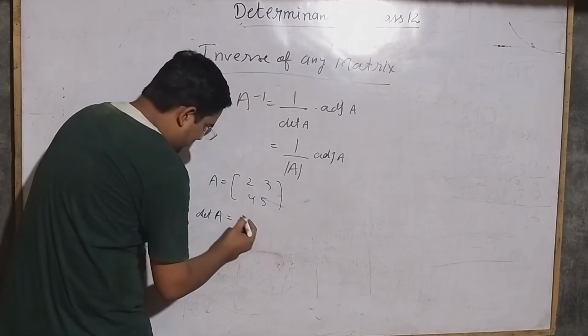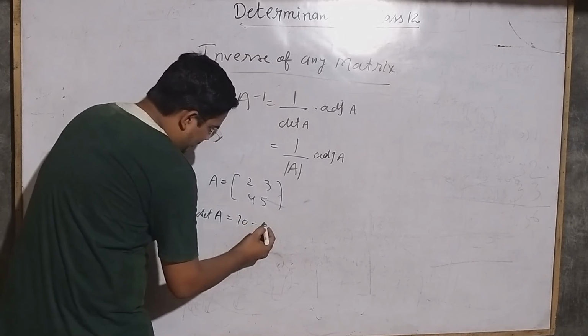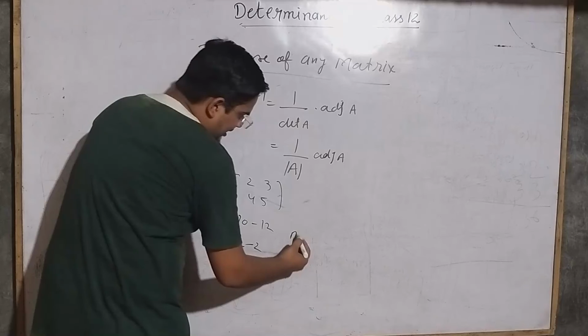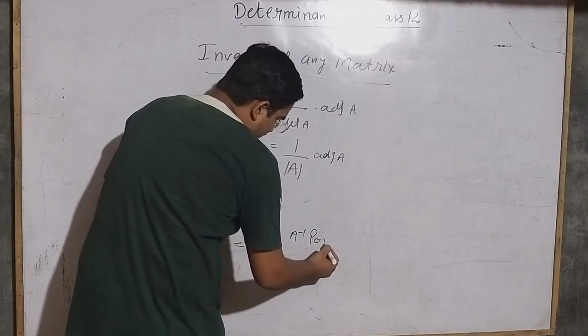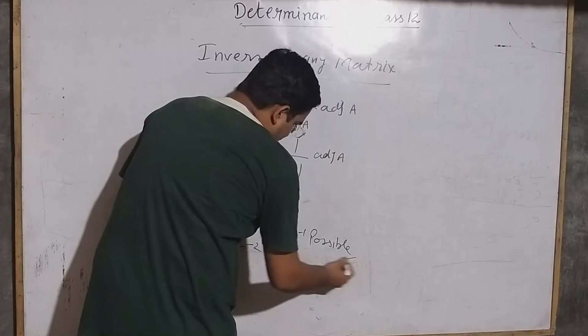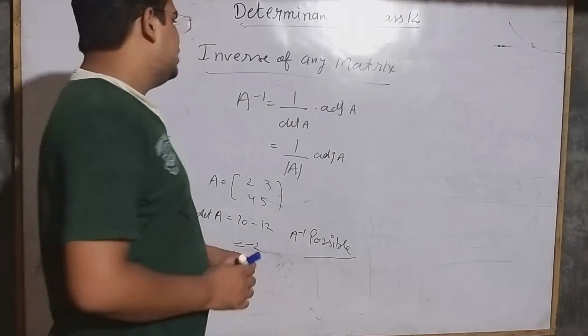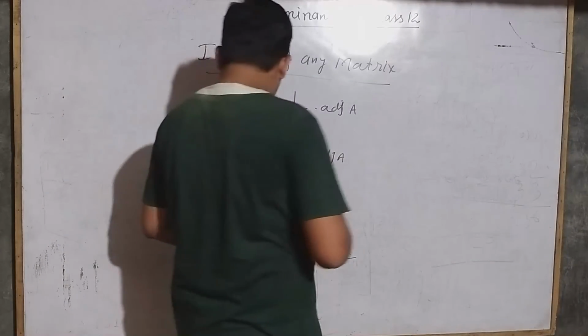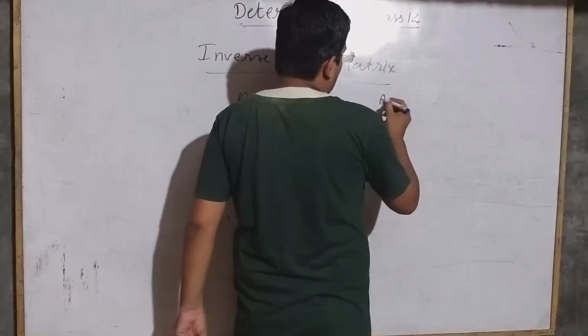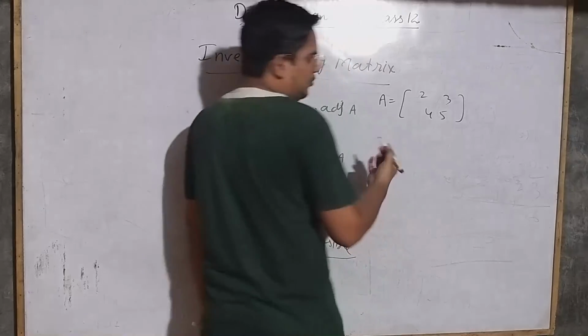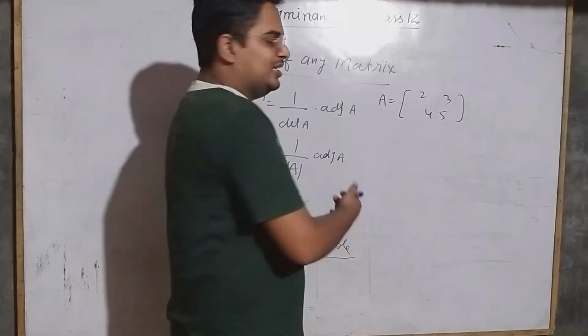Determinant of A: 5 2s are 10 minus 4 3s are 12, 10 minus 12 is equal to minus 2. So what will you say? You will say A inverse is possible. If A inverse is possible, only then we will solve. Okay, now see what will happen. You have a matrix A equal to [2 3; 4 5]. First of all, you will find the adjoint of A. How to find the adjoint of A?